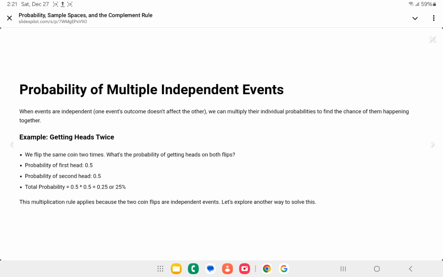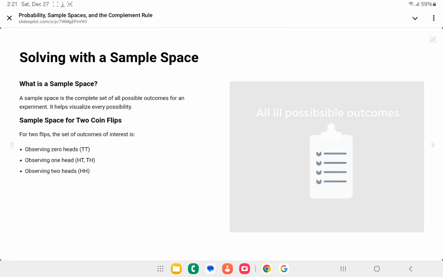We can also solve this problem using a different method. Another way of solving probabilities is by creating something called a sample space. A sample space refers to the entire set of possible outcomes. Since we are flipping the same coin twice, the sample space of interest would be observing 0 heads, observing 1 head, or observing 2 heads. Note that it is impossible for us to observe 3 or more heads because we are only flipping the coin twice.